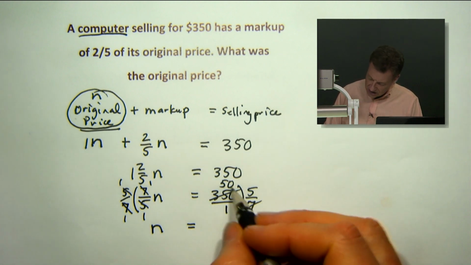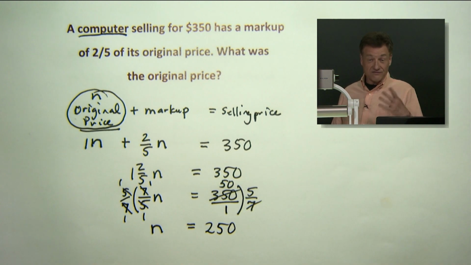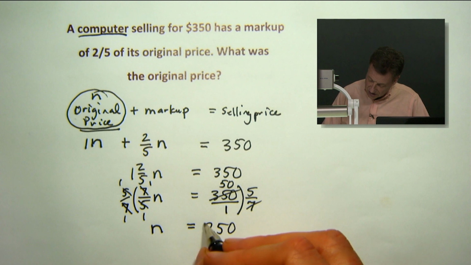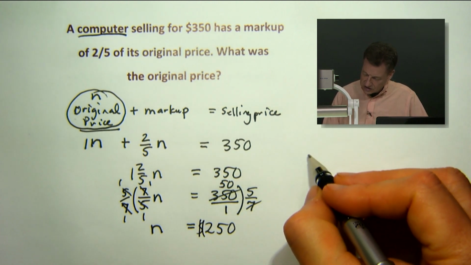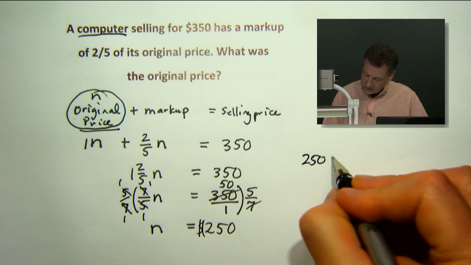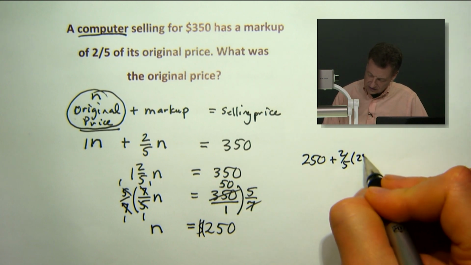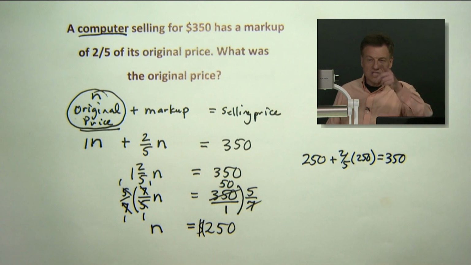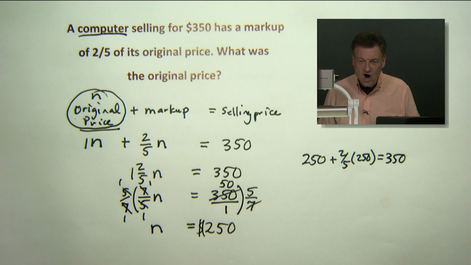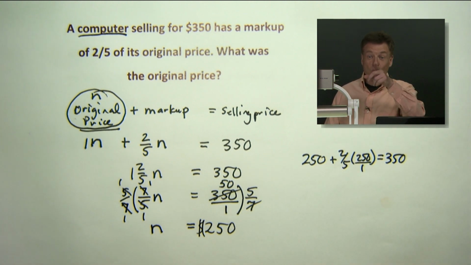And let's kick along here. How about it? $250. That's what I get. 5 times 5, 25. Add a 0 to the end. 250, and we are talking dollars. Now my question is, 250 plus 2/5 of 250. Do you get $350? Do you get $350? You're going like, Ernie, I think we do. Ernie says, I know we do.